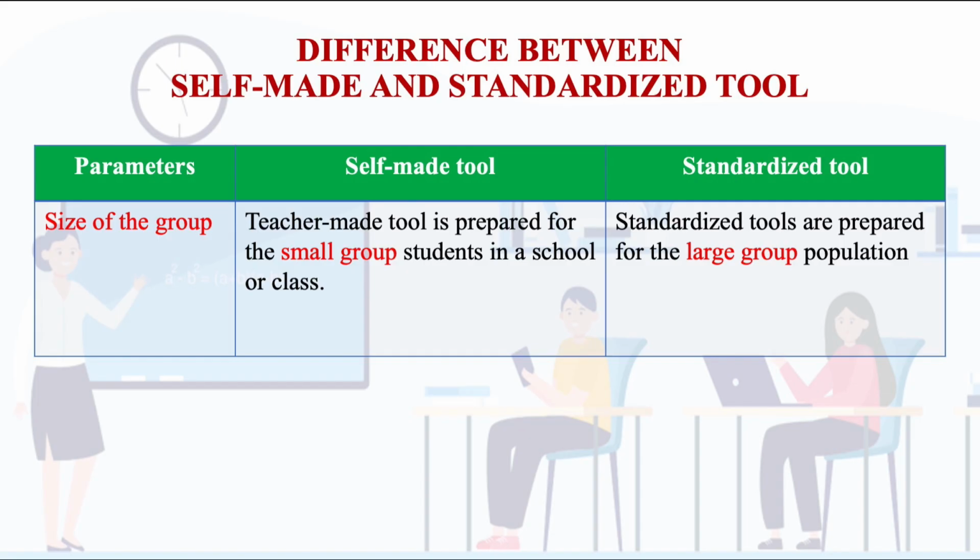So far as size of group is concerned, I have already said that a self-made tool is prepared for a small group of students, whereas a standardized tool is prepared for a large group of students. Here in a self-made tool, small group means the students who are studying in a particular section in a class. So, the particular teacher who is dealing with that group of students will prepare the test. And for a standardized tool, the tool will be standardized, norm will be developed, reliability and validity will be established, and further that will be applicable for a larger group of students. It may be in thousands, it may be in lakhs, and it may be in different places, but in the same grade and same subject.